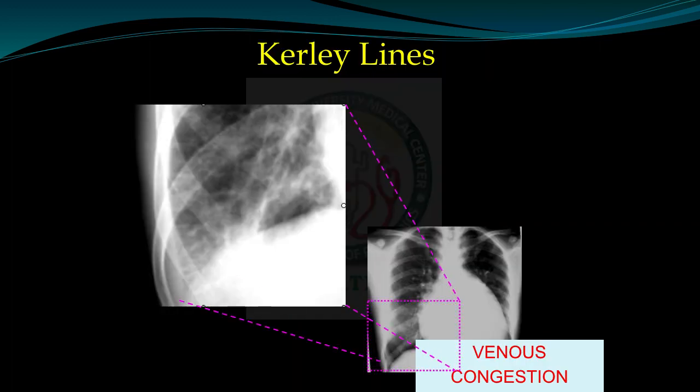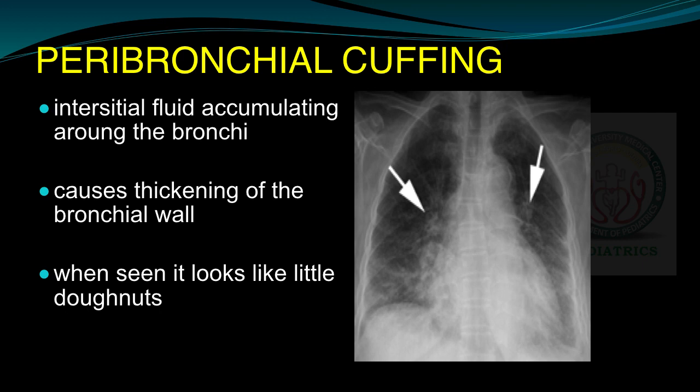This next slide shows you the Kerley B lines evident on the right subcostophrenic sulcus. How about peribronchial cuffing? Fluid accumulating around the bronchi. It causes thickening of the bronchial wall.